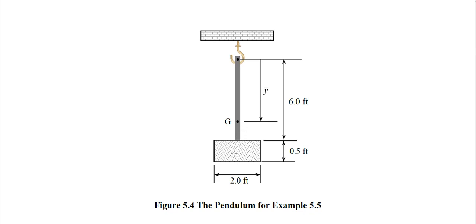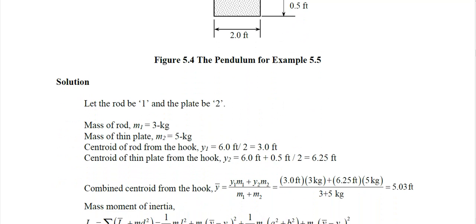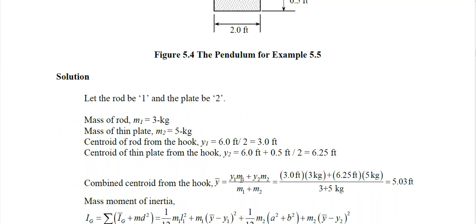Now this is a thin plate and this is a rod, so we have to find the centroid G first. We use a similar equation to the one used to find the centroid of an area. For area we use y1 a1 plus y2 a2, where a means area. This time it will be mass: y1 m1 plus y2 m2, divided by m1 plus m2. What is y1? It is the centroid of the mass of section 1, since it is a composite section.